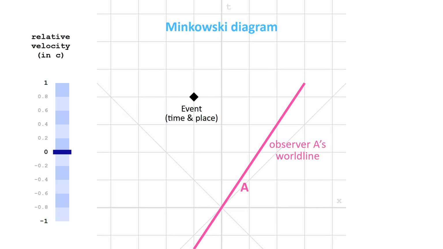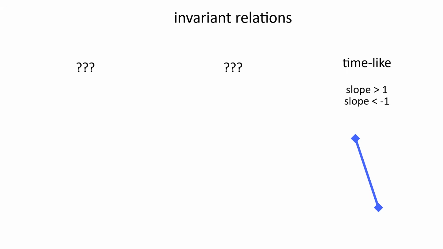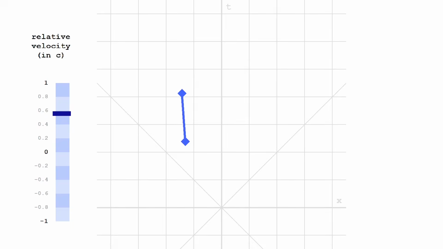If you connect two events with a straight line, the slope of the line tells you a lot about the relation between the events. If the slope is greater than 1, or less than -1, basically more vertical than horizontal, the relation is known as time-like. No matter the velocity of the transform, the relation will always remain time-like, and they'll happen in the same order. This is consistent with causality, since the second event could be caused by the first.